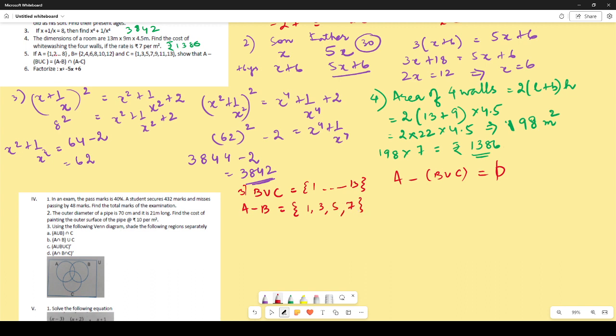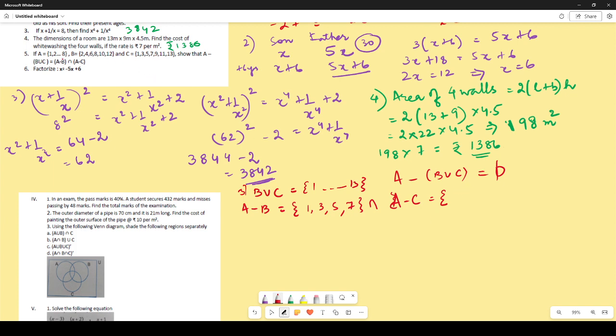Things which are present in A but not present in B. So A minus B is {1, 3, 7}, and we are intersecting it with A minus C. So let us see what will be A minus C. A minus C means what is present in A but not present in C. So A minus C is a null set.